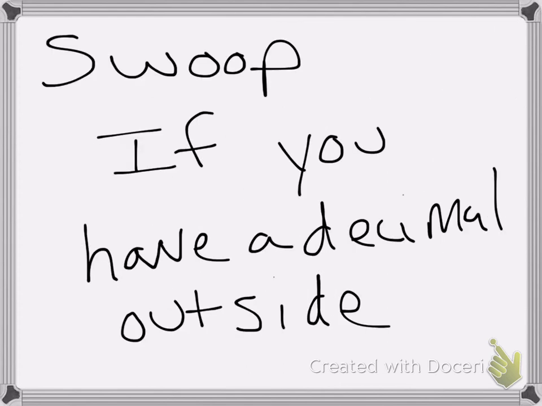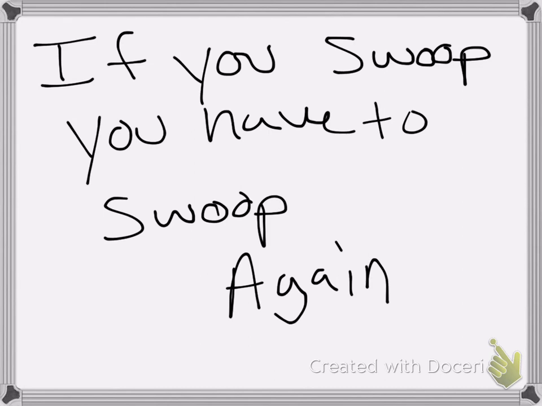So what you definitely need to get out of what we learned today is swoop. If you swoop on the outside, if you have a decimal outside, you have to swoop. If you swoop on the outside, you have to swoop on the inside the same number of times. Okay? If you swoop on the outside, you have to swoop on the inside the same number of times.